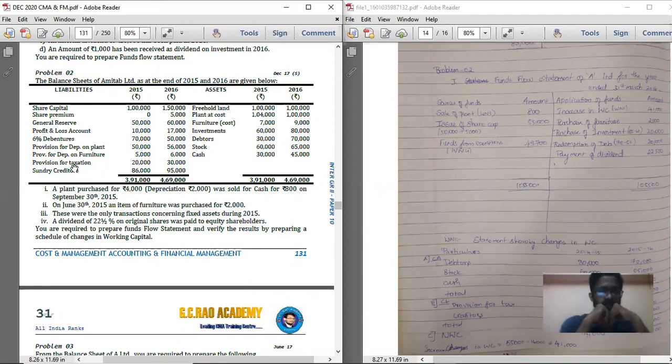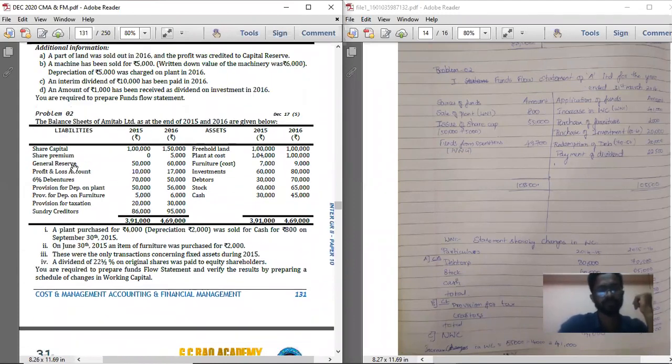Below that, you are required to prepare the fund flow statement and verify the results by preparing schedules of changes in working capital. Both accounts we should prepare.